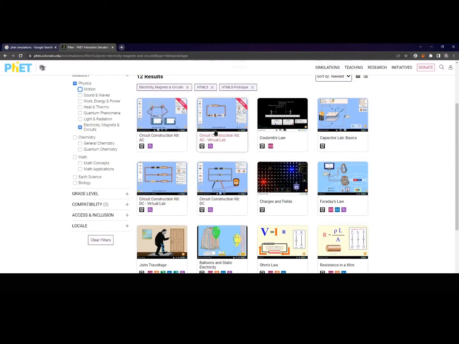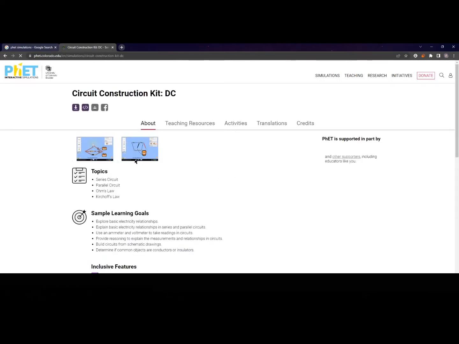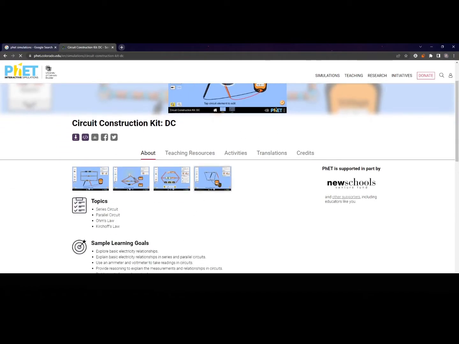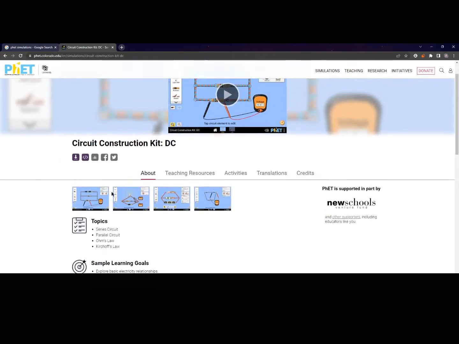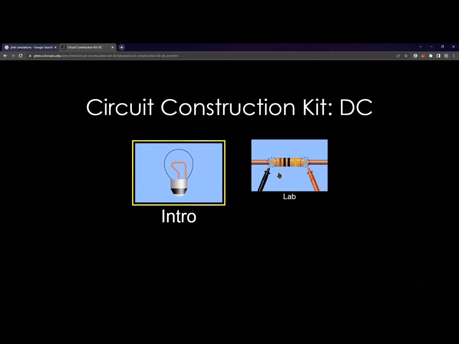These are different simulations which you can use. These are presets. So let's begin with, I think, the circuit construction kit for DC power sources. Okay, let's click this. It has several variations. We're going to start with this. Let it load. Once it's done, we are going to go to lab.